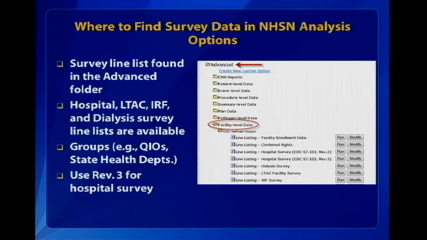Survey data can also be found in NHSN Analysis. We have a line list in the Advanced folder under Facility Level Data, and you can see we have several options for hospital, LTACs, IRFs, and dialysis survey line lists. And this may be especially important for groups who want to review the facility survey data. If they have requested survey rights on their group template, then they can run these line lists and view the survey data from each facility. And there are two revisions for the hospital survey, and you want to use version number 3.